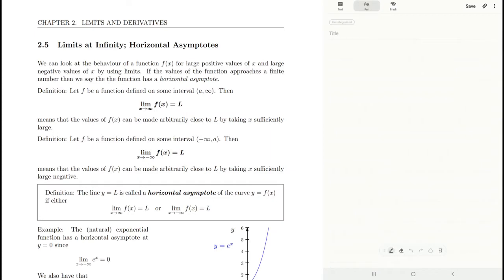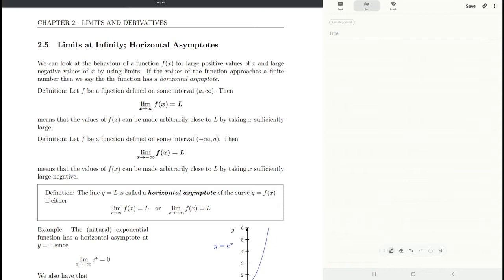Hello everyone, welcome back. In this video, we're going to introduce the limits at infinity, and these limits will describe the behavior of a function for very large positive values of x and for very large negative values of x. These limits will allow us to define horizontal asymptotes, and we will be looking at methods of calculating these types of limits.